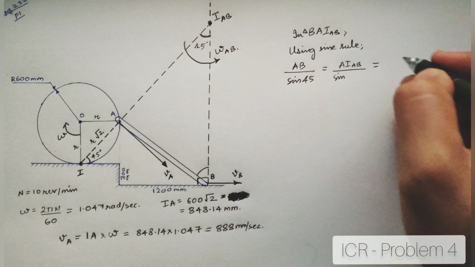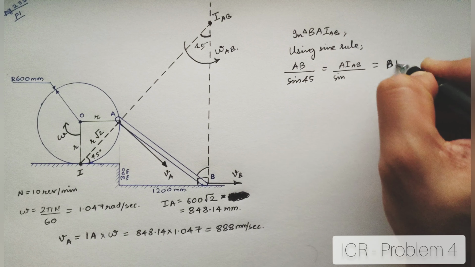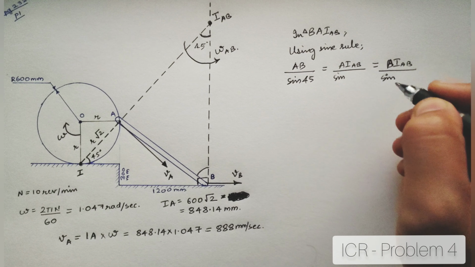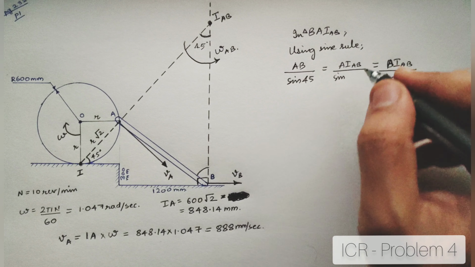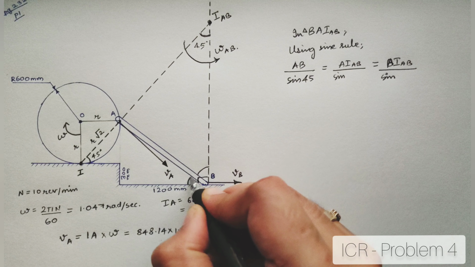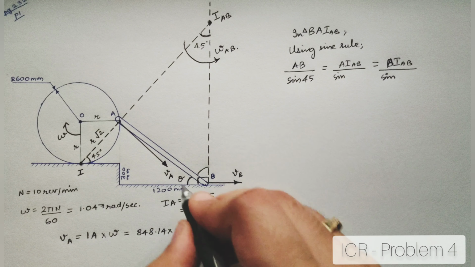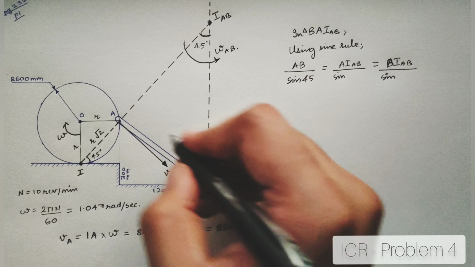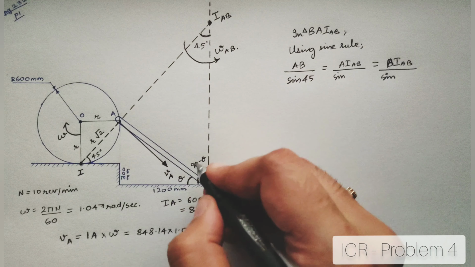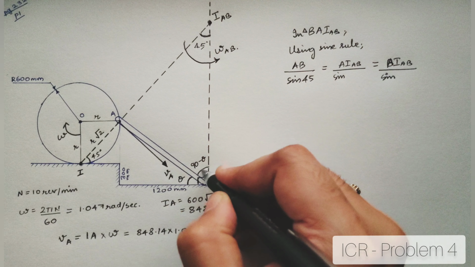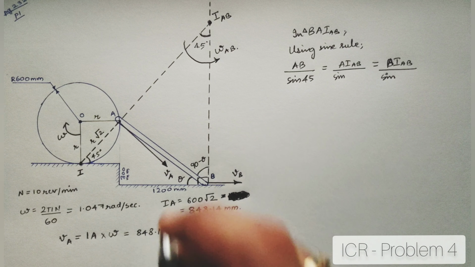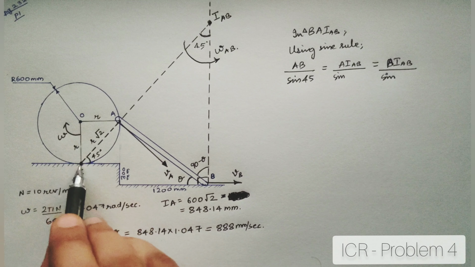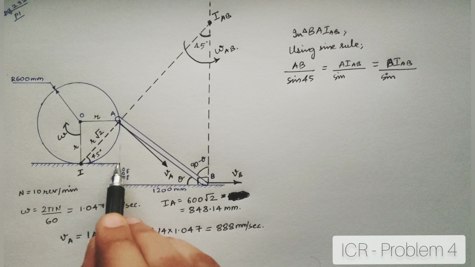This shall be equal to BIAB upon the sine of this angle. So first of all I need to find the angle over here. Let me consider this angle as theta. If this is theta, this has to be 90 minus theta, and we can find the remaining angle later by using 180 minus 45 minus 90 minus theta. So what is this angle? First of all, theta is equal to, this is 600, which is just the radius, plus 300, which is 900.